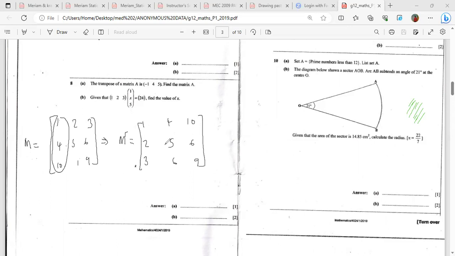So what the question simply means is, we are just going to have the transposed matrix of A, this is going to be -1, 4, and 5. So that will be our answer. As simple as that.